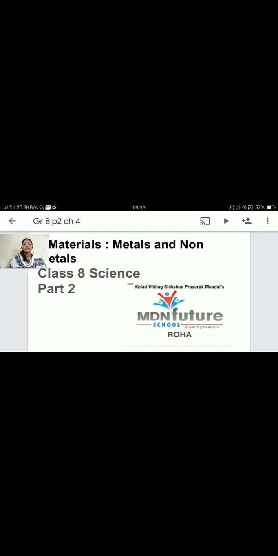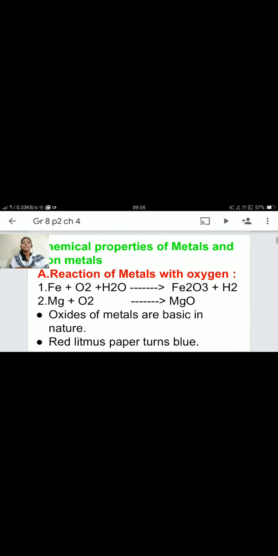Now the next properties we are going to see are the chemical properties of metals and non-metals. First we will see the reactions of metals with oxygen. You can take any metal. You are most familiar with the iron metal. Why? Because you have windows, gates, and many materials which are mostly made of iron. So what is the symbol for iron? From now on you have to remember the name as well as the symbol of each element.